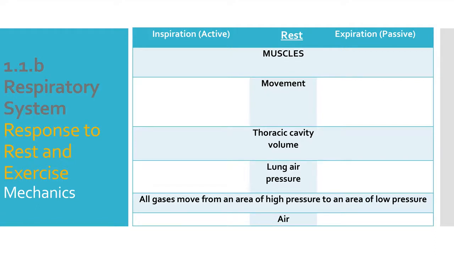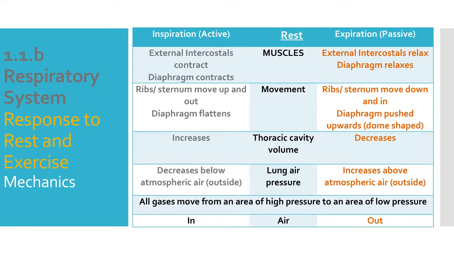If it's active, it requires energy, therefore it must be requiring a contraction. And we know we make reference to two particular muscles. We talk about the external intercostals and the diaphragm. So during inspiration, both the external intercostals and the diaphragm contract. The external intercostals cause the ribs to move up and out and the diaphragm to flatten.